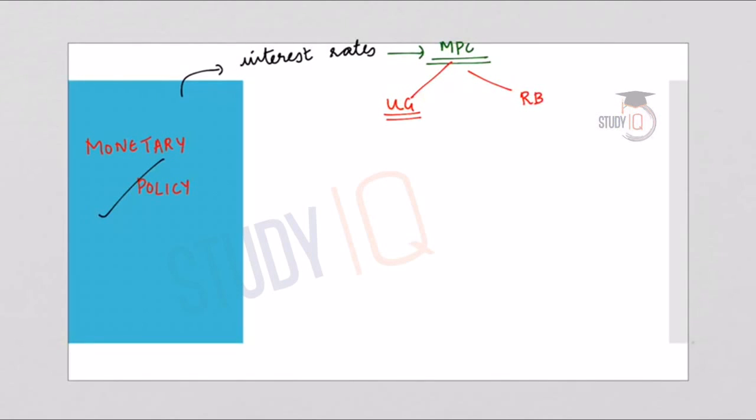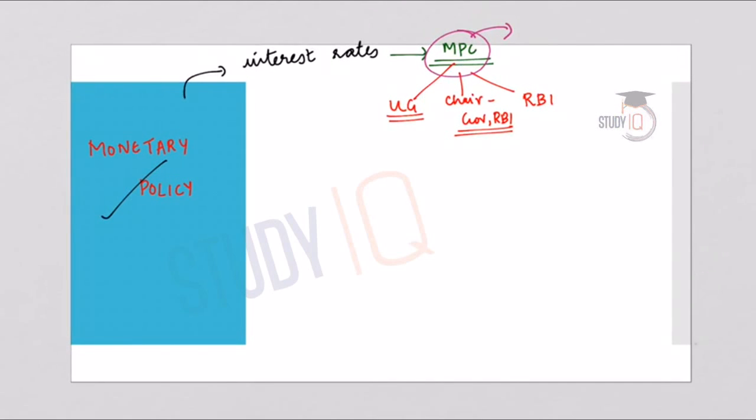Now finally coming to a very important analysis, that is the analysis of this budget based on the impact on monetary policy. Now what is monetary policy? Monetary policy is essentially the policy which determines the interest rates in the economy, and it is taken up by the MPC or the Monetary Policy Committee. This MPC has representatives from both the union government as well as from the RBI, and it is chaired by the governor of RBI. So this is the composition of MPC, and it is responsible for making monetary policies or determining the benchmark interest rates in the economy.